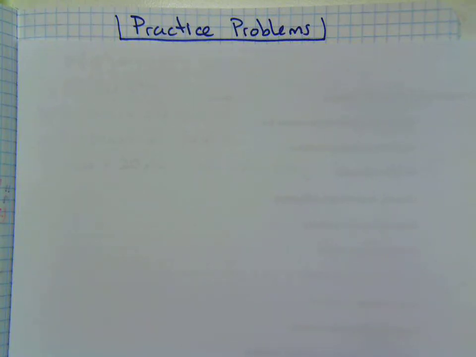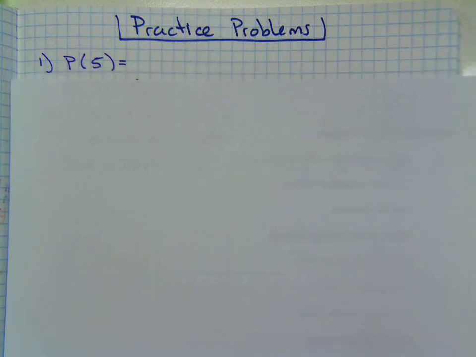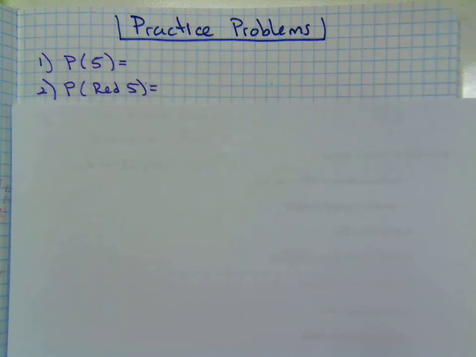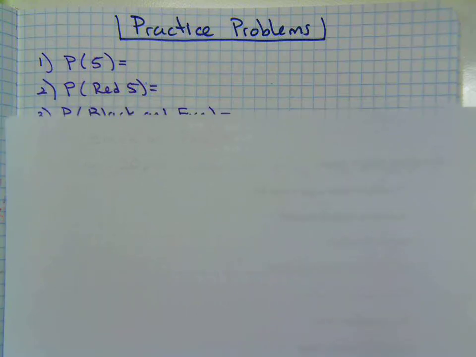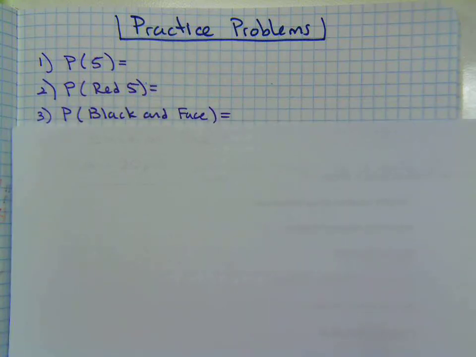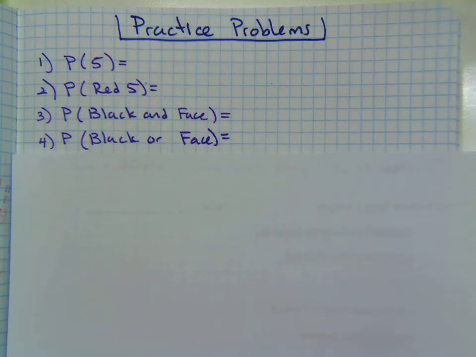Your first question is, what's the probability of getting a 5? And I'm going to assume we're going to be working with a deck of cards. So what's the probability of getting a 5? Number 2, what's the probability of getting a red 5? Number 3, what's the probability of getting a black card and a face card? Number 4, what's the probability of getting a black card or a face card?